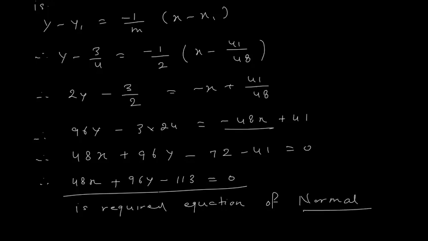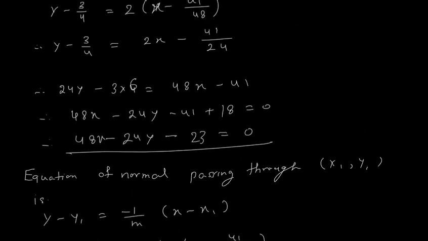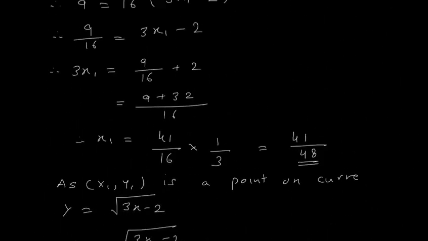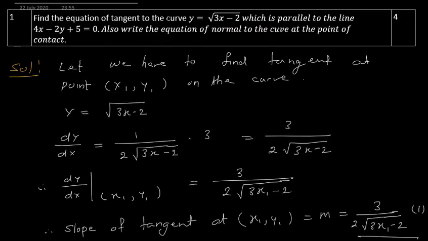Yes, I hope you understand how to solve this problem. Let us see again what is given and what we have to find. The problem is: find the equation of tangent to the curve y equals root of 3x minus 2, which is parallel to the line 4x minus 2y plus y equal to 0. Also write the equation of normal to the curve at the point of contact. At the point of contact, that point we don't know, and we have to find the equation of tangent and normal. So we have assumed the point of contact as x1, y1.